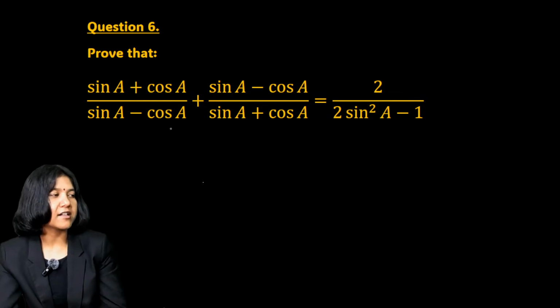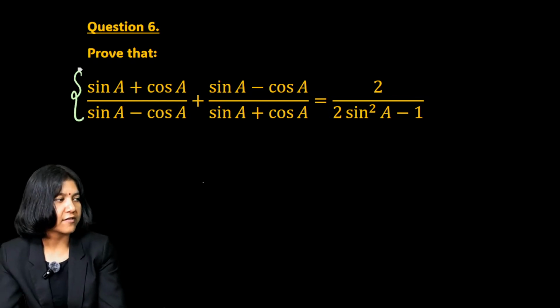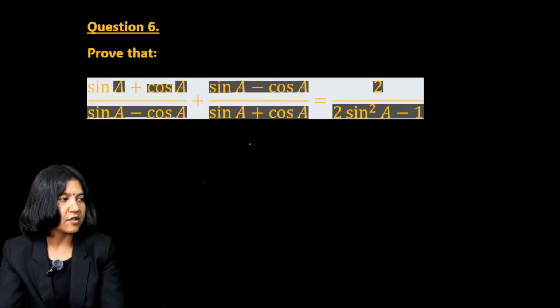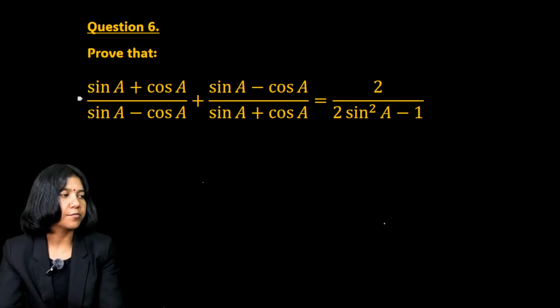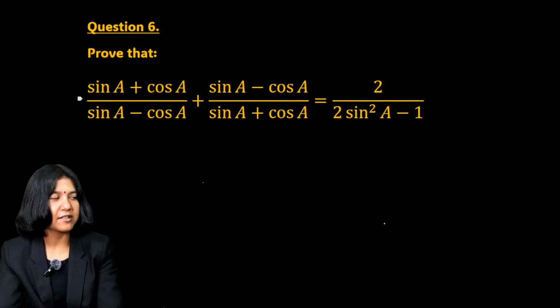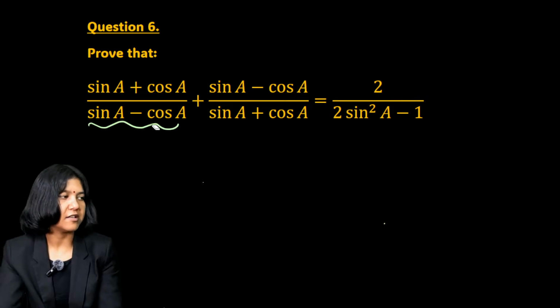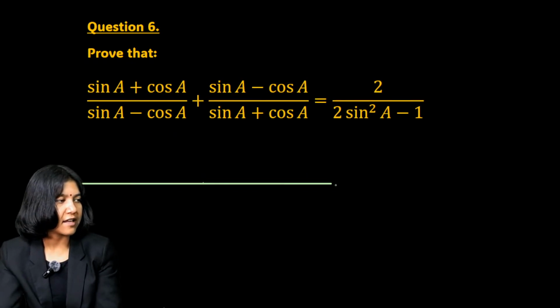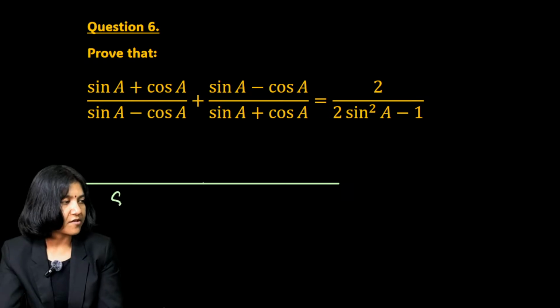To do that, I have to make sure that the first fraction is multiplied with the opposite denominator completely. That is what you do. Similarly, you multiply the second fraction completely with the opposite denominator. So my new denominator will simply be sine A minus cos A times sine A plus cos A.